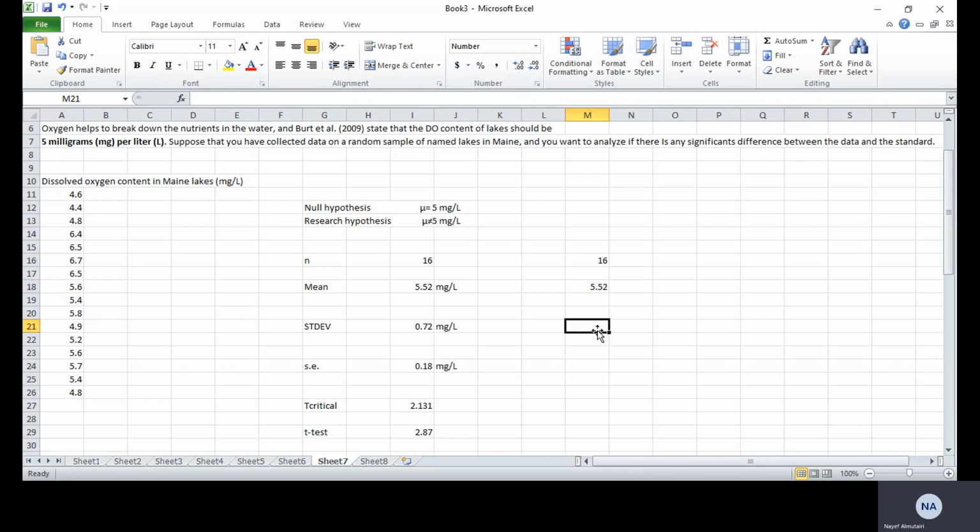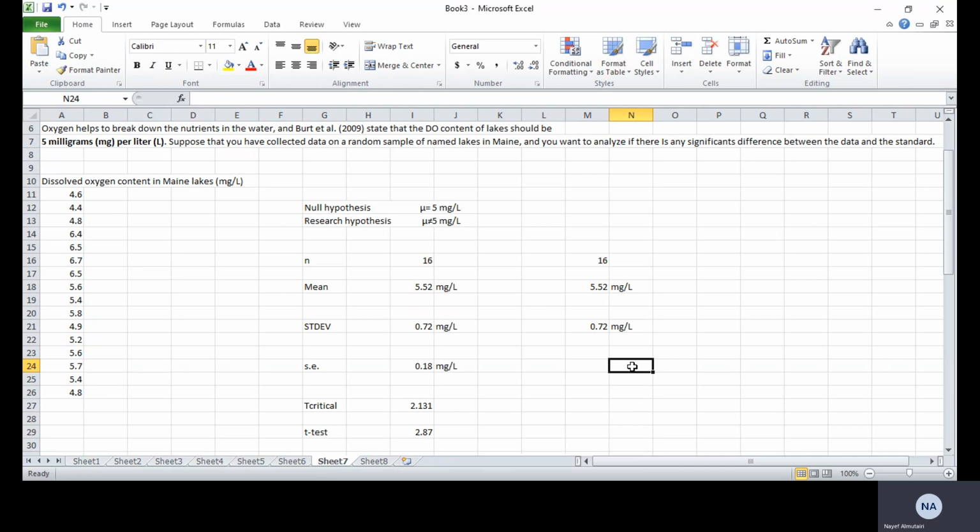You go down for the standard deviation, S equal STDEV. That's for the average, and you collect all the data, and that will give you 0.72. And of course, you have to put a unit because the average has a unit of milligram. Do not leave any cell without any units. Milligram per liter, and standard deviation is milligram per liter, also 0.72.